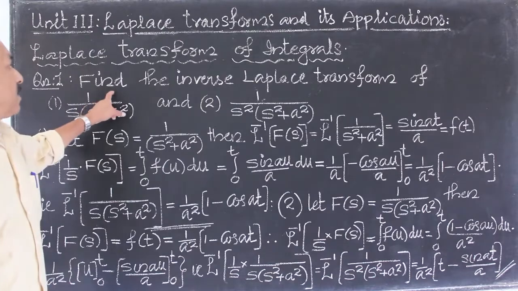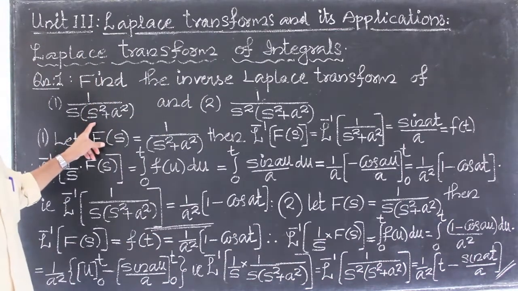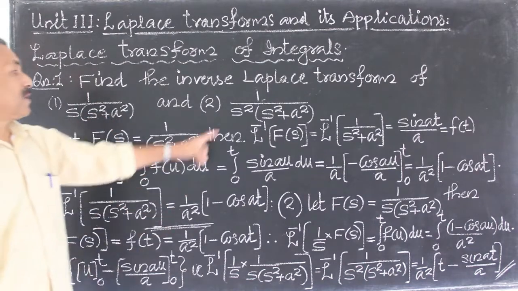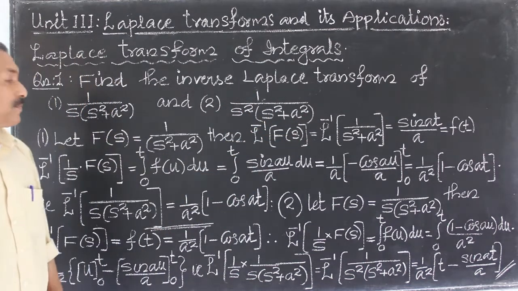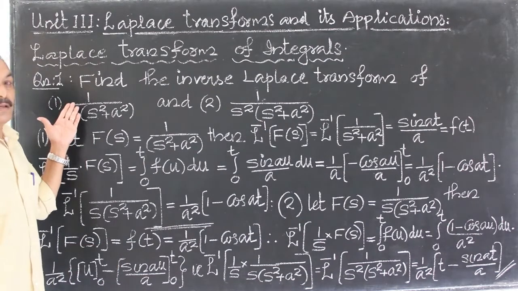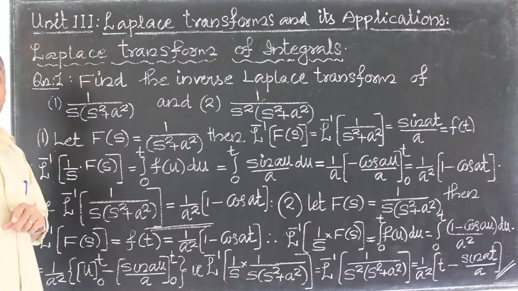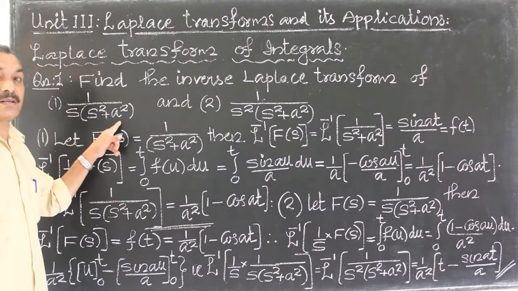Consider the problem: find the inverse Laplace transform of 1 by s into (s square plus a square). Another one is 1 divided by s square into (s square plus a square). Let F of s be equal to 1 divided by s square plus a square.